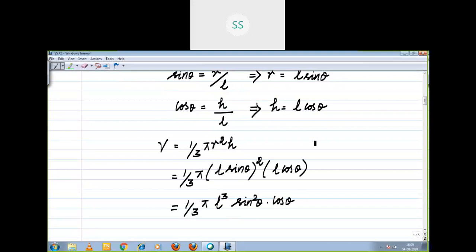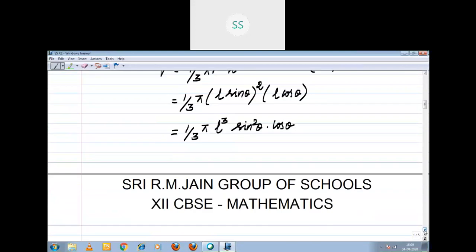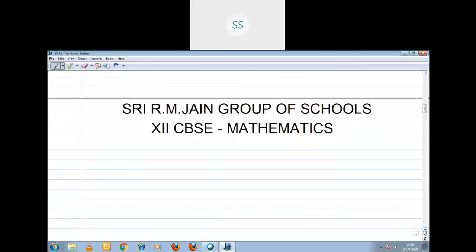Now we are going to apply the product rule, the derivative of uv: u v dash plus v u dash. You have to listen carefully, children. On the right hand side, you have theta, so you are going to differentiate with respect to theta. That means V dash equals 1 by 3 pi l cube. These are constants, so as such it will come.